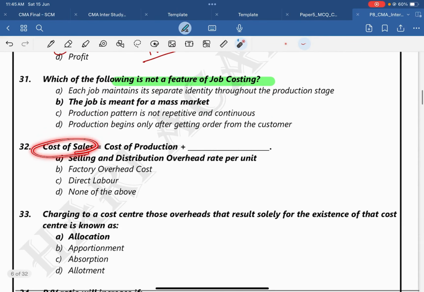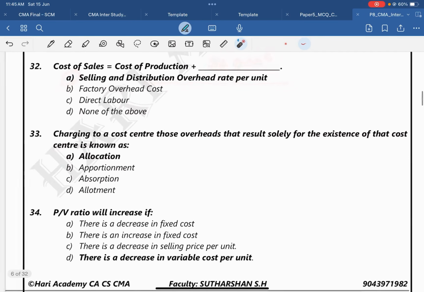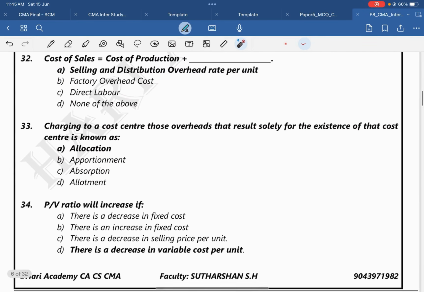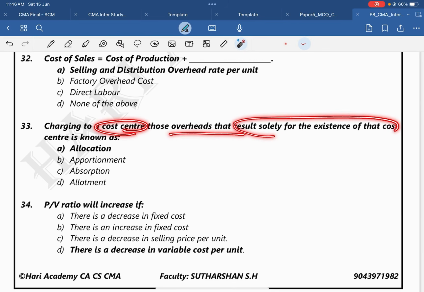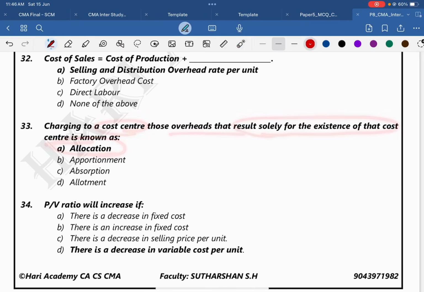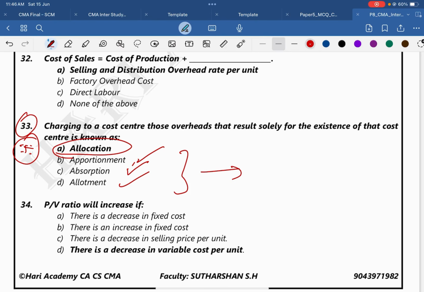The cost of sales is equal to cost of production plus selling and distribution overhead. So the answer is option A. Then 33. The charging to a cost center of those overheads that result solely from the existence of the cost center is known as cost allocation. Mark this as an important question. You may get a question on this. You will need to practice apportionment, absorption and allotment. These three are covered in your module.